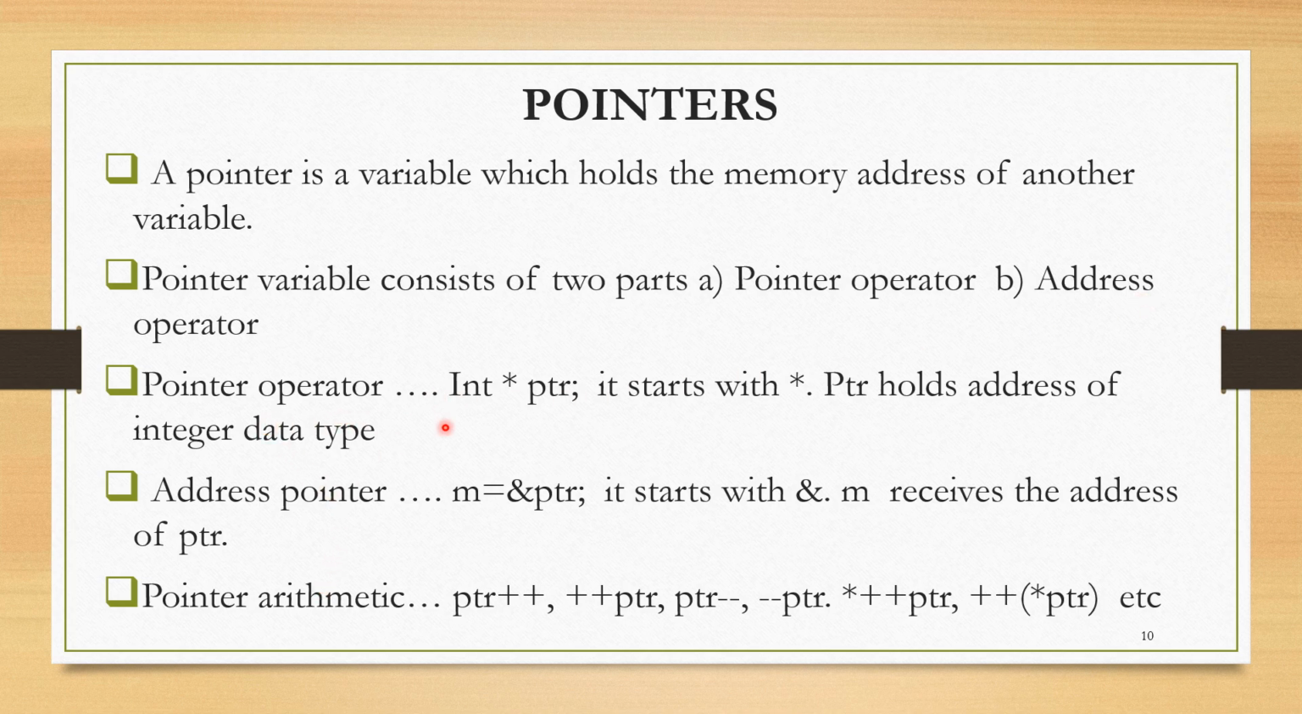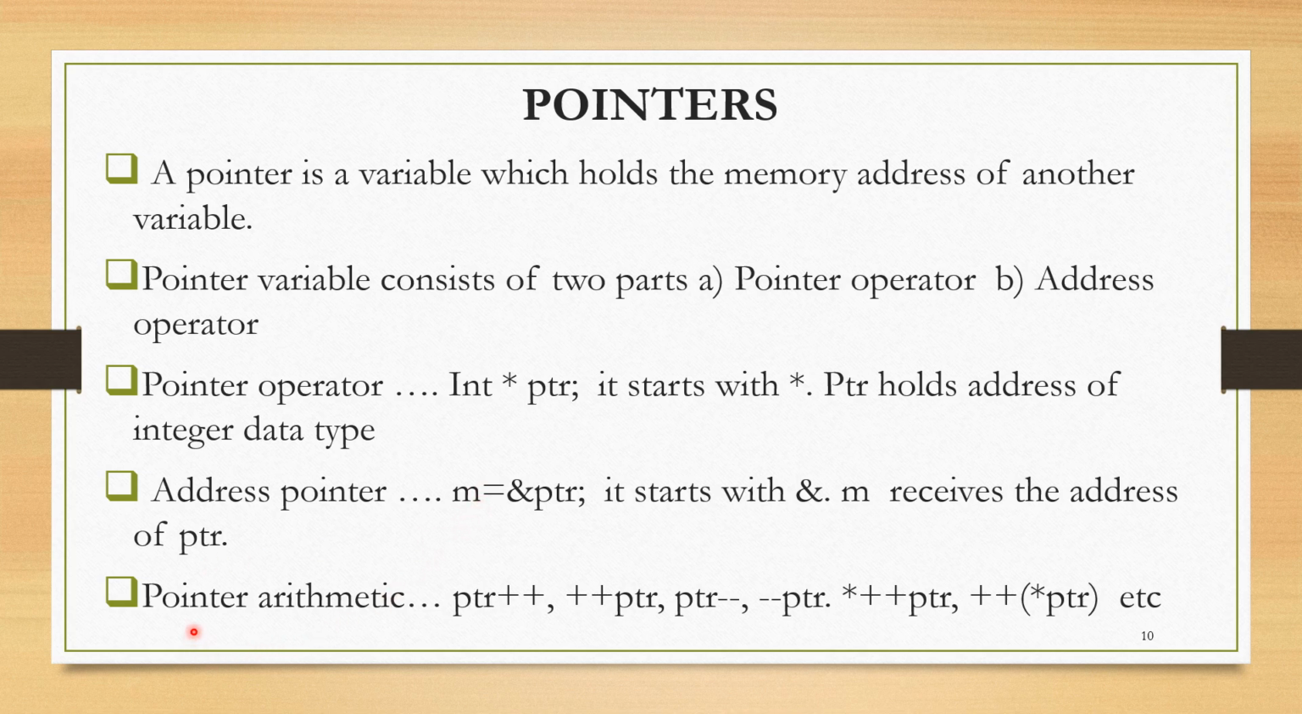The pointer operator is like this: int star ptr. It starts with a star. ptr holds the address of an integer data type. The int is for the integer data type whose address it holds. For the address operator, m equal to and ptr. It starts with and. m receives the address of ptr. The address of the pointer ptr will be received in m.